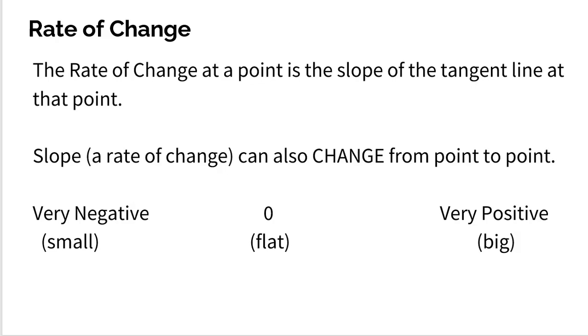Now, here's the thing you've got to make sense of. You think about the rate of change at a point. Simple, right? The rate of change at a point could be negative. Rate of change at a point could be positive. Life is great. However, the slope, which is the rate of change, can also change from point to point. This is where it gets a little confusing. So the rate of change can change?